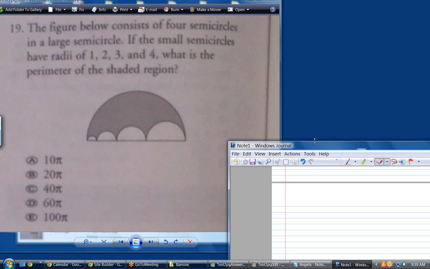Oh, let's see what we got here. 4 small semicircles and a large semicircle. Okay, so I want to figure out what the large semicircle is and deduct all of the smaller circles. Well, we want the perimeter of the shaded region. So what does that mean? We need this distance here, this distance here, this distance here, this distance here, and this distance here. That should be a piece of cake.